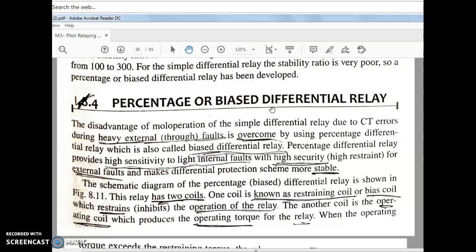In the previous video, we discussed some disadvantages of the maloperation of the simple differential relay due to CT errors. Maloperation means that even though there is no real fault, the relay starts to operate and turns off the circuit. So in that maloperation also, the differential relay starts operating. To overcome those disadvantages, we are going to discuss the percentage or bias type of differential relay, mainly for heavy external faults.